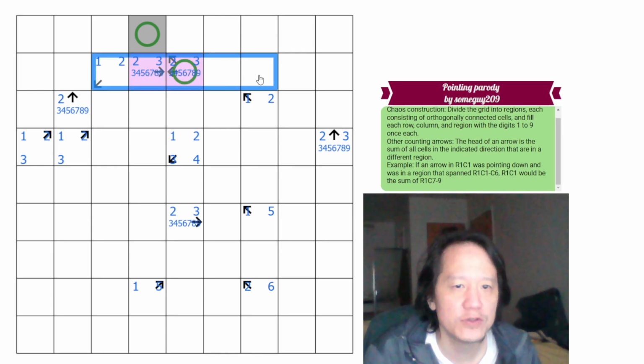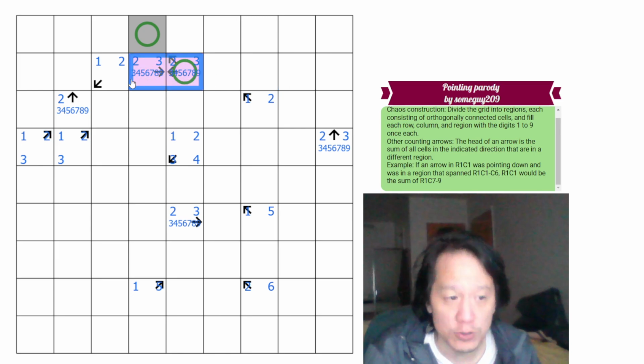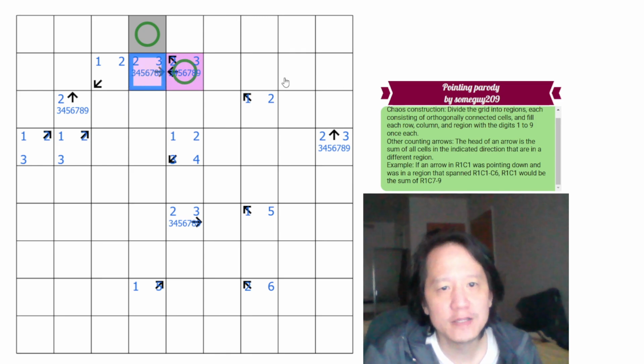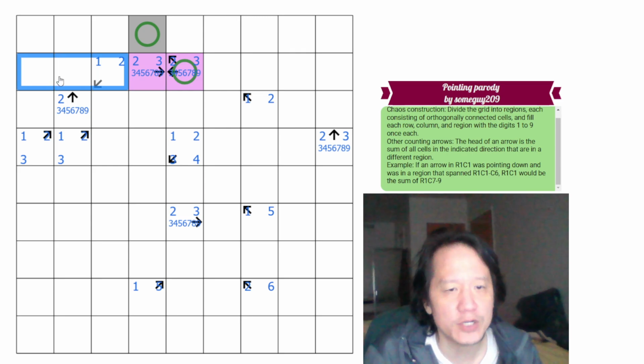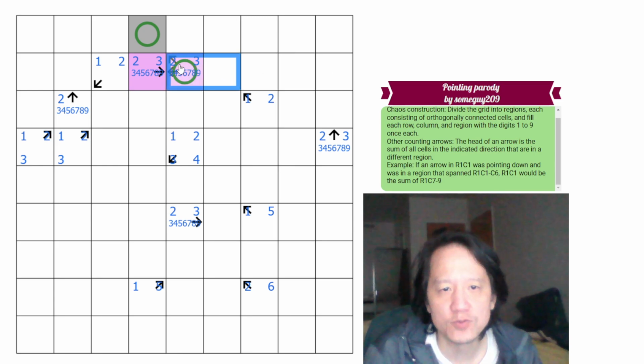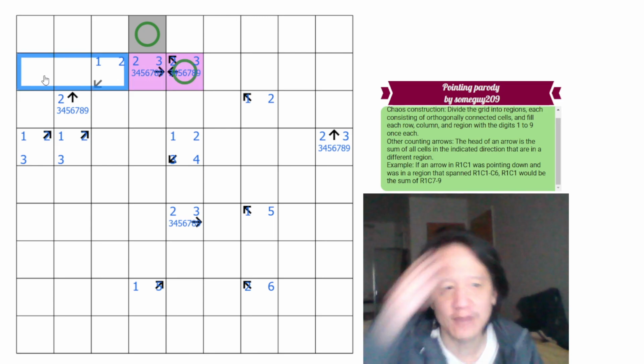Therefore, all the other digits that are not in the region must add up to at most 17. So there's at least two here that are not. Sorry, there's actually at least one more in this region here, in one of these four. There's at least one more in this region. Well, actually, I guess it could be. There doesn't have to be one more there.